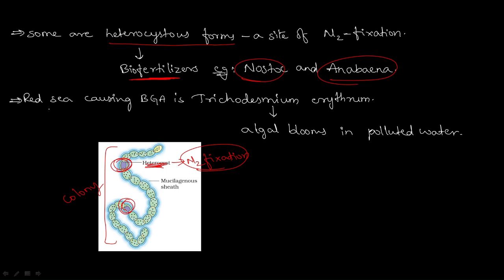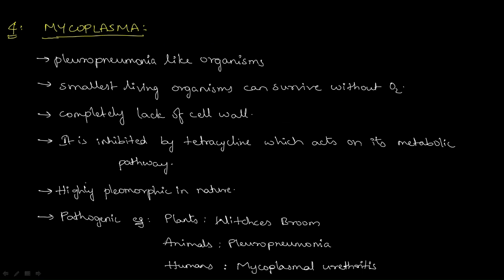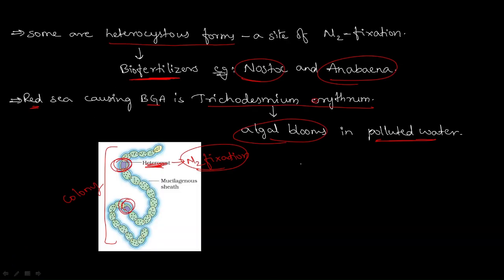And lastly, the Red Sea causing BGA is Trichodesmium erythraeum. It forms algal blooms in polluted water, so that the water appears red in color. Many think that it is algae, but actually it is bacteria, that is cyanobacteria.